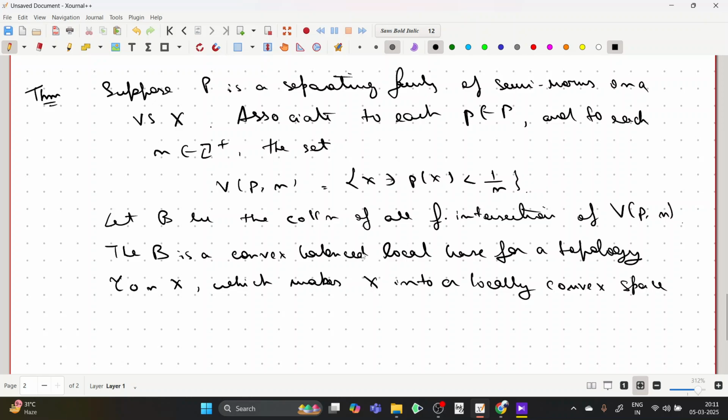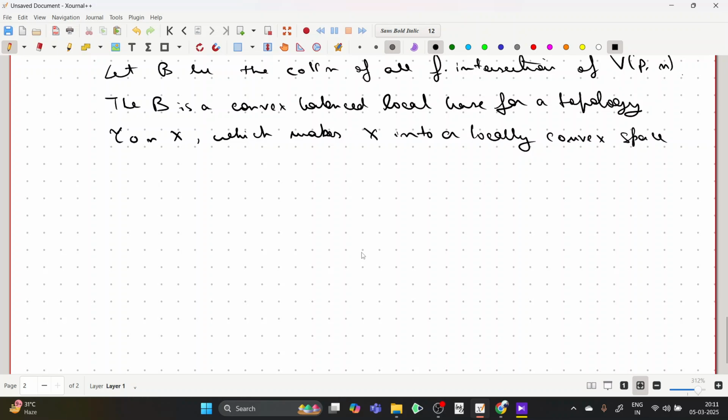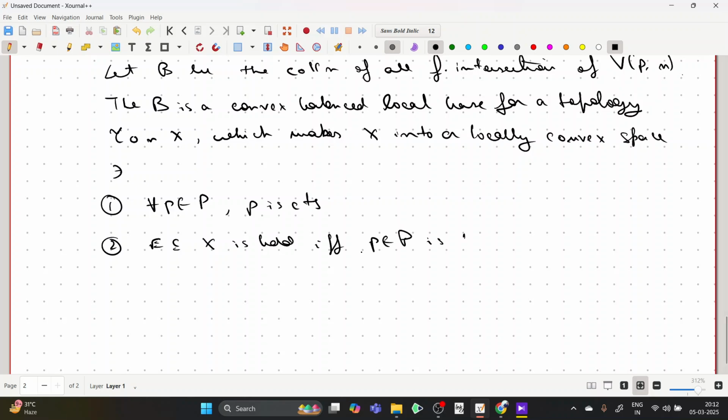In fact, it not only deals with the topology, but uses some additional conditions: number 1, for all p in P, p is continuous, and number 2, E in X is bounded if and only if each p in P is bounded on E, right?